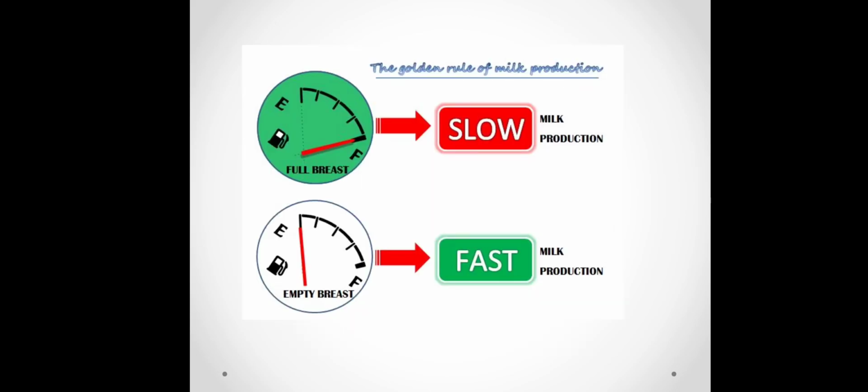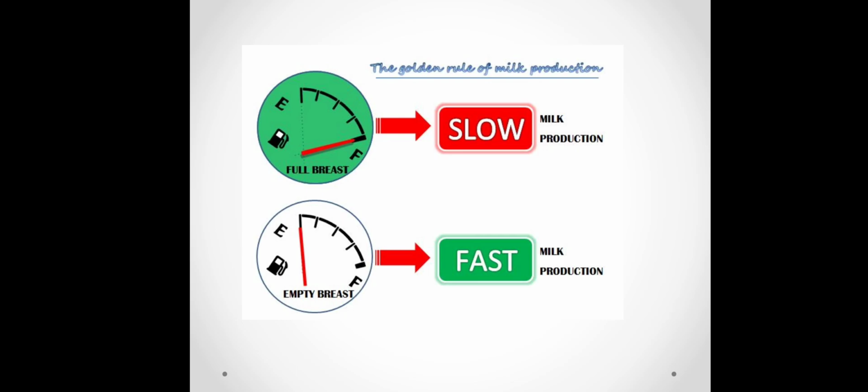Okay? So, pag full breast, yung golden rule of milk production, pag full na yung breast, nagsslow yung milk production kasi nga punong-puno na. Pero pag empty na siya, bumibilis yung milk production. So, katulad lang din, kapag punong-puno ka na, parang you're sleepy, ganyan.